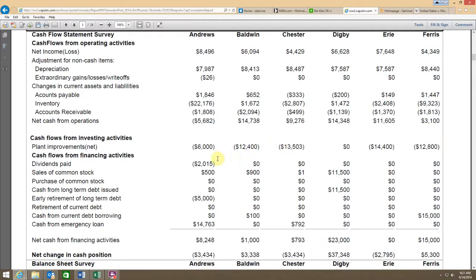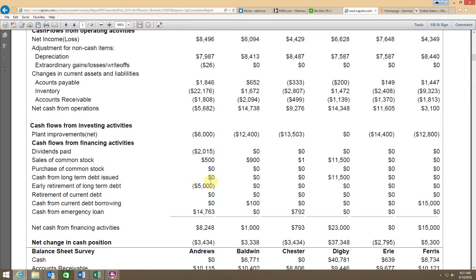Dividends we saw, and that had a negative effect on cash flow. Remember, we're just looking at the cash flow statement here. Sale of common stock. Remember, we said that a few teams sold some common stock. Chester, not so much. Digby, in a big way. And also cash from long-term debt. Digby also incurred a decent amount of long-term debt. Digby didn't want to run short of money. Andrews, on the other hand, paid off some debt, interestingly.